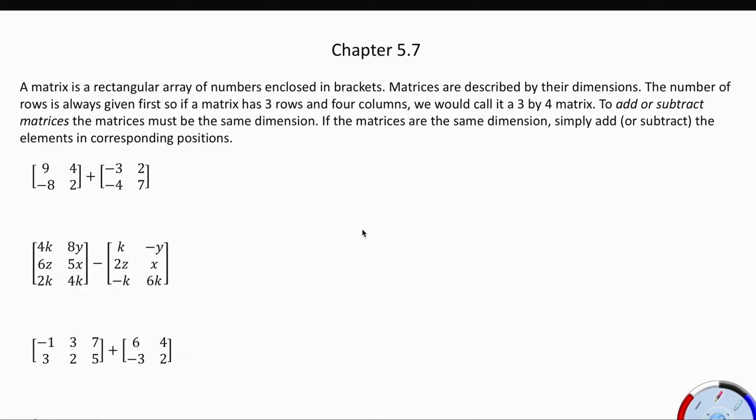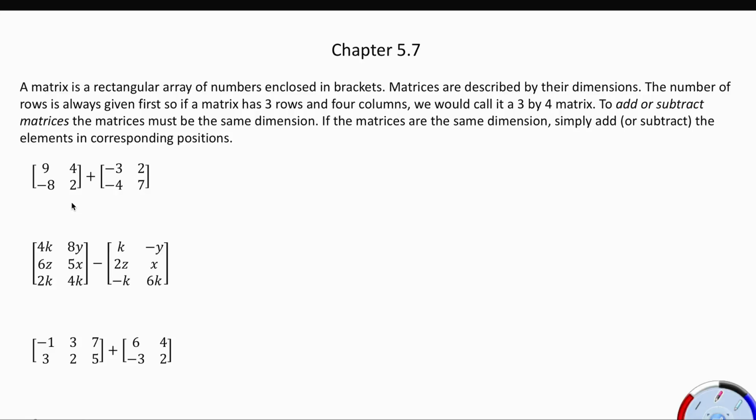Chapter 5.7 is matrices. A matrix is a rectangular array of numbers enclosed in brackets, and it's really important to use the brackets, right? That specifically means it's a matrix. If you just put a straight line, that's going to mean something else that we'll see in the next section.